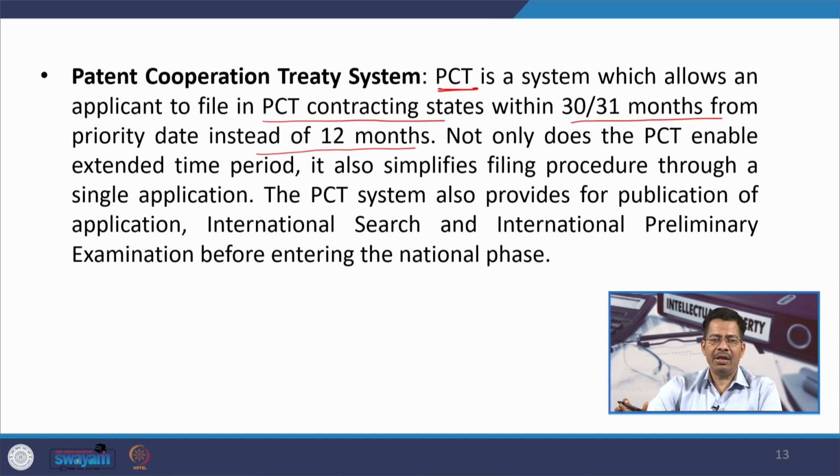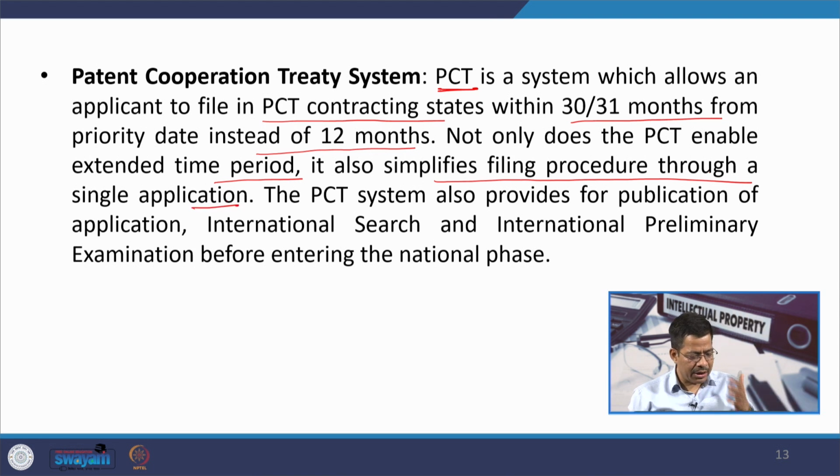These 150 states, which include nations and regions, are members of this PCT signatory, and therefore you get almost all the countries, all the regions of the world where you can possibly go for your international patent filing. Not only does the PCT enable an extended time period, from 12 months to 30 months, it also simplifies the filing procedure through a single application. We will be talking about how this single application process simplifies the entire international filing.